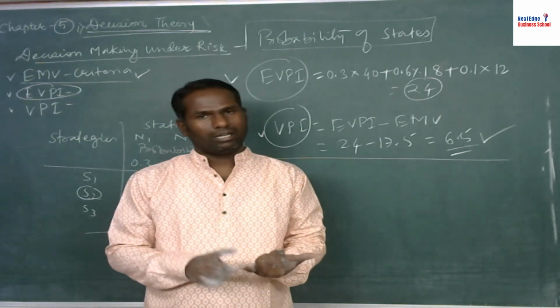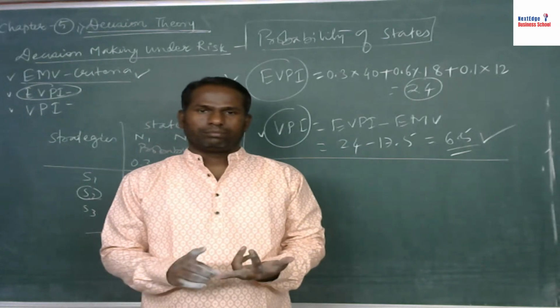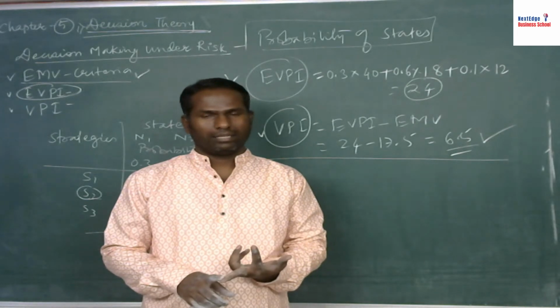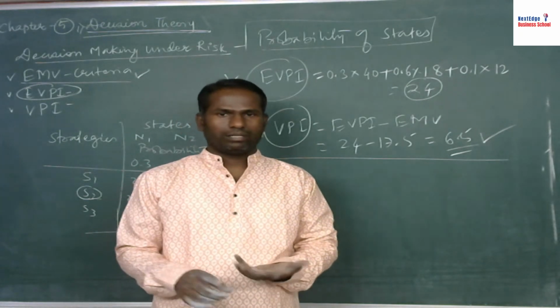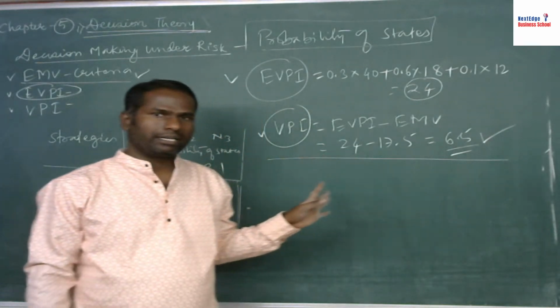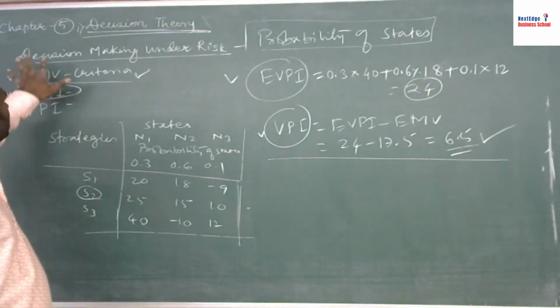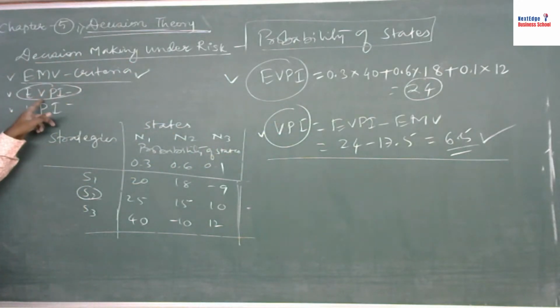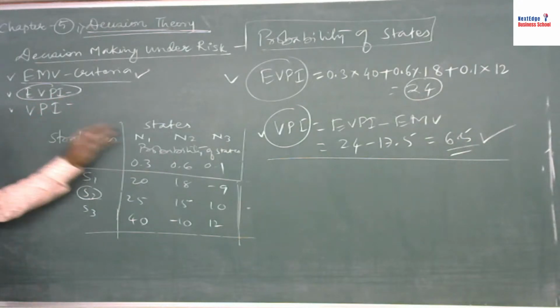So decision under uncertainty we have studied in detail: maximax, minimax, maximum regret criteria, Hurwitz alpha, Laplace criteria and everything. And again we have studied in detail about decision making under risk. So in that we have studied EMV criteria, EVPI criteria, and then VPI criteria.